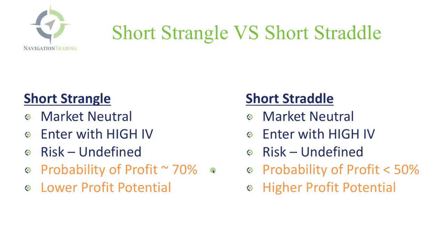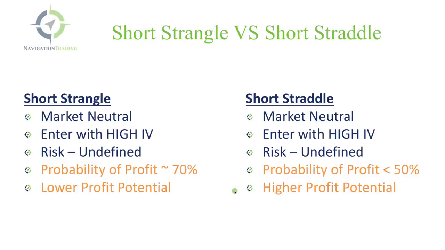And then there are two main differences between the two. On a short strangle, you're going to have a little bit higher probability of profit on the trade, whereas with a short straddle, your probability of profit is going to be lower. And with a short strangle, you have a lower profit potential than with a short straddle, where you have a higher profit potential. Just remember, there's always a trade-off between risk and reward. If your probability of profit is higher, then typically your profit potential is lower. And on the flip side, if your probability of profit is lower, then you should have a higher profit potential.